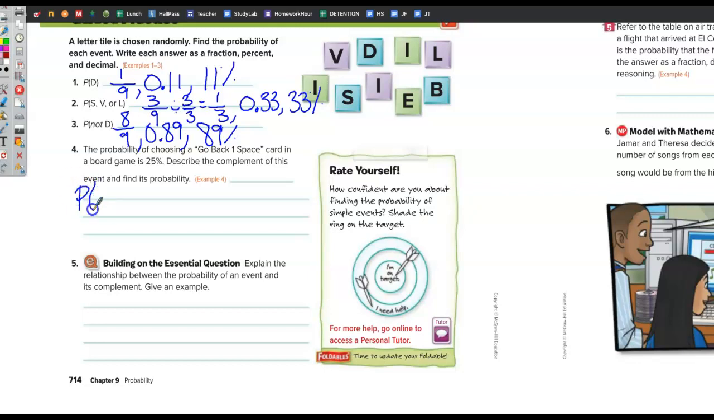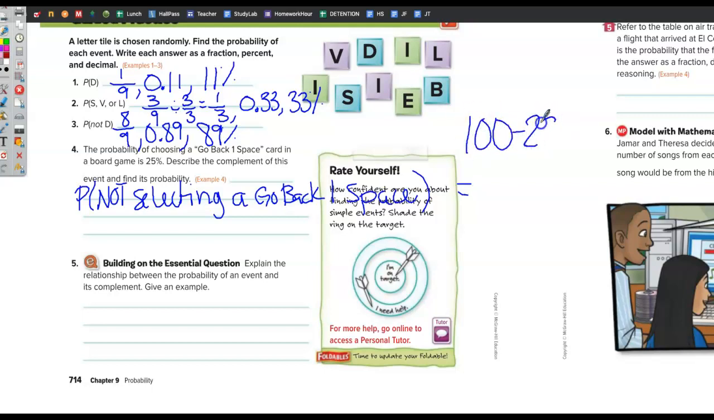Not selecting a go back one space. That one had a little bit of writing. So I put the probability of not selecting a go back one space, and that's going to equal, if it's a 25% chance of selecting that, how am I going to figure out what percentage not selecting that? Jada? 25 minus 100. Other way. 100 minus 25. Yeah, which gives me 75. Good. So my percent is 75%.